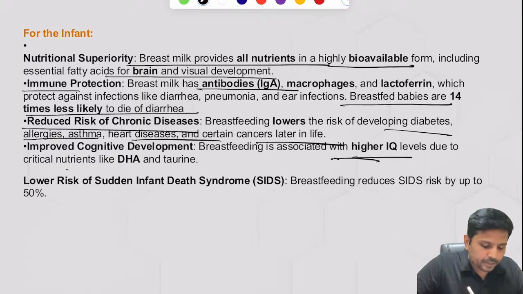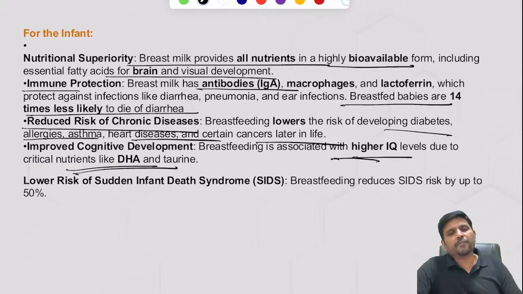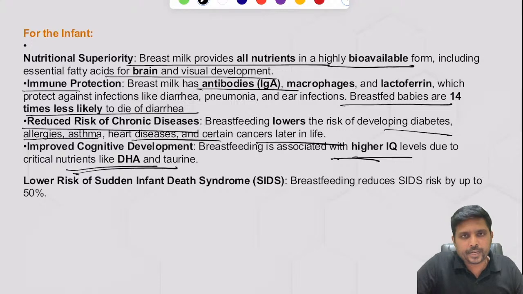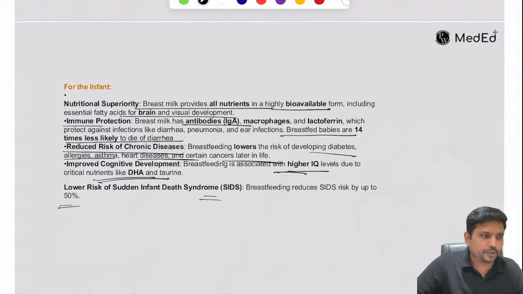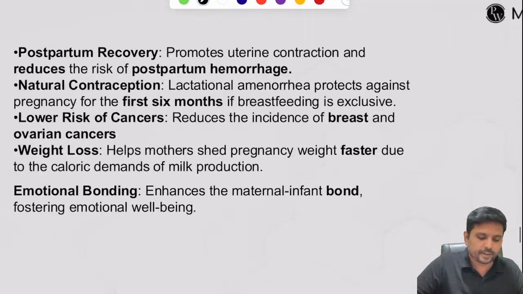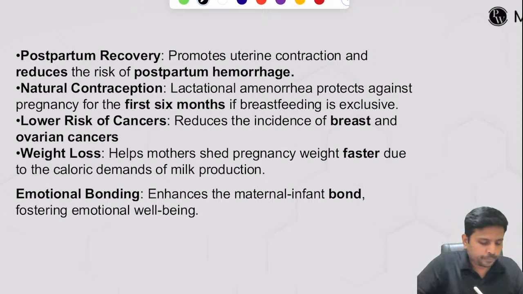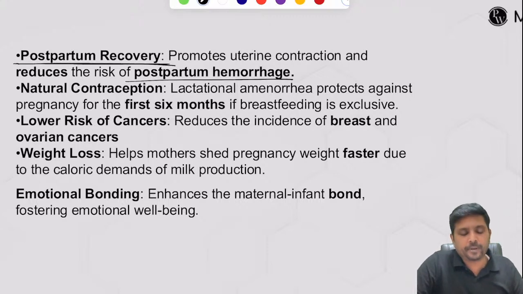High IQ because of the presence of DHA in breast milk, and very low incidence of sudden infant death syndrome. For mothers, they are more prone to rapid recovery. They are less likely to have postpartum hemorrhage.